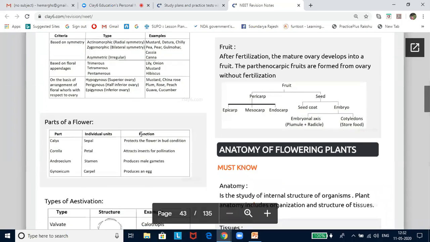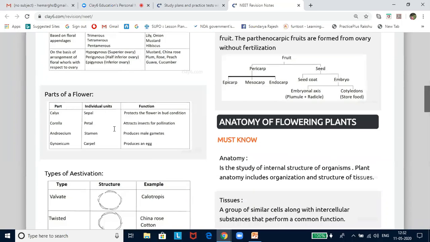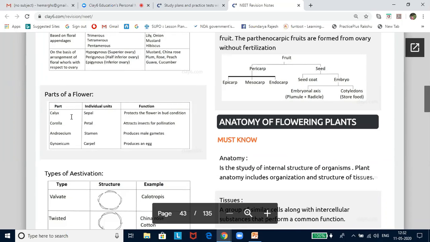Now let us get into parts of the flower. If you look at it, you have got four whorls. They are calyx, corolla, androecium, and gynoecium. Now, if it is a complete flower, it will have calyx, corolla, androecium, and gynoecium, all the four whorls present.